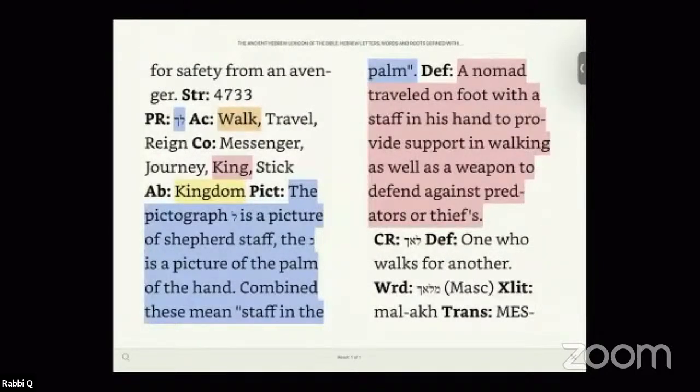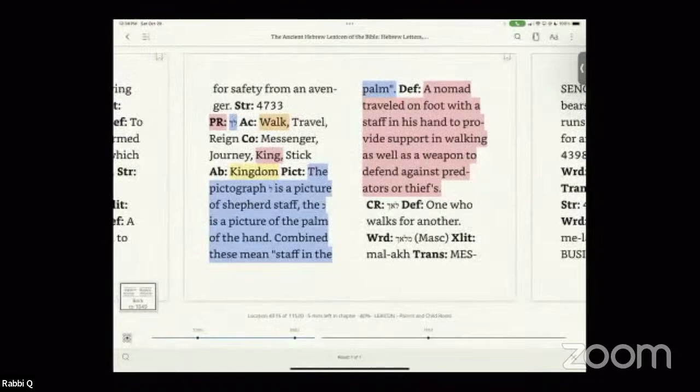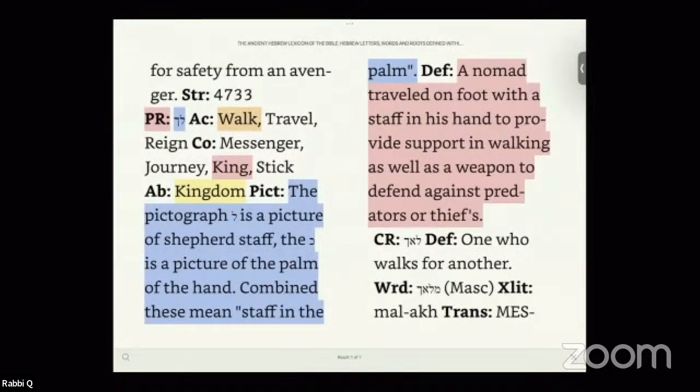Now look at this. In our parent root right here, the concrete is going to be the idea of king, the abstract is the idea of kingdom, and the action is the walk. The pictograph lamed is a picture of the shepherd's staff. The kaf is a picture of the palm. Combine these, it means staff in the palm. A nomad traveled on foot with a staff in his hand to provide support in walking, as well as a weapon to defend against predators or thieves.